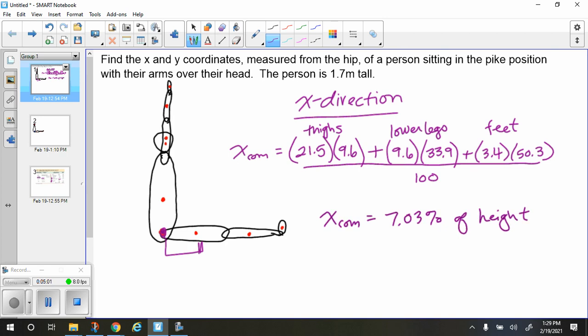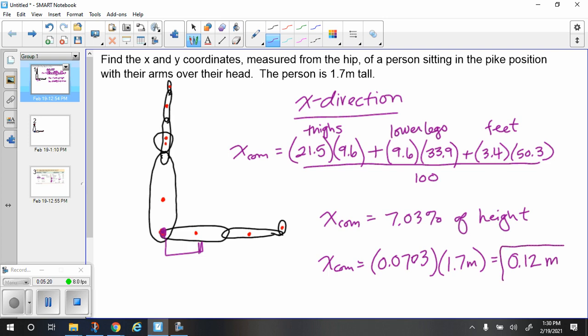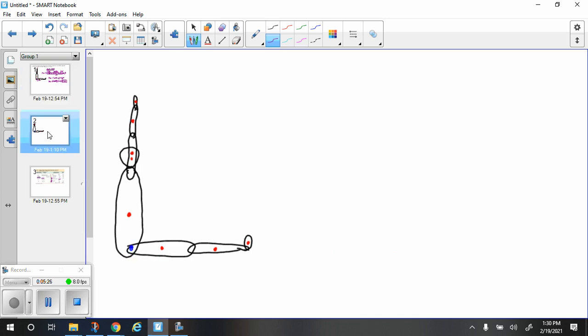So now to find the total height, we have to do 0.0703 times the height of the person, 1.7 meters, and that should give us 0.12 meters as the x position of the center of mass. All right, now let's do the y. The y is a little bit trickier.